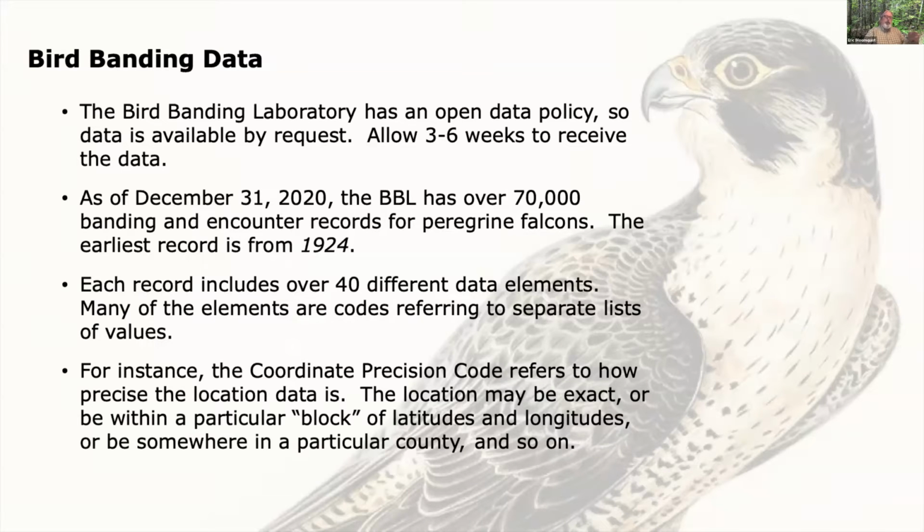One of the interesting things about the data is that some of the records are exact locations. Most of them are approximate locations. And one of the fields basically says how precise, it's a slightly different word, how precise is the location for this particular record?